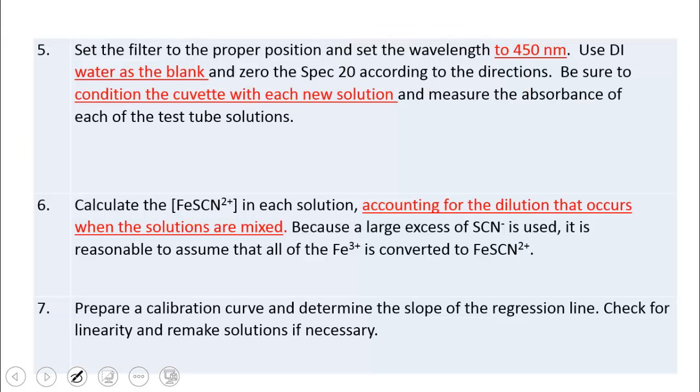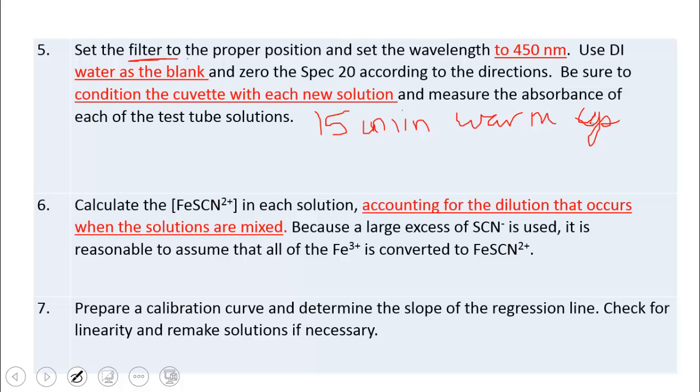Now if we go back to our procedure, once we have made up these 5 known concentrations for our calibration curve, we want to make sure that our filter bar on our Spec 20 is set to the proper position, and we of course will set our wavelength to 450 nanometers. Zero the Spec 20 using water as a blank, and make sure you let it have a 15-minute warm-up. So as you get into lab, have one of you or your partner go get the Spec 20 and start warming her up. Okay, and make sure that you condition the cuvette, because you'll have a cuvette for your samples, with each of your new solutions.